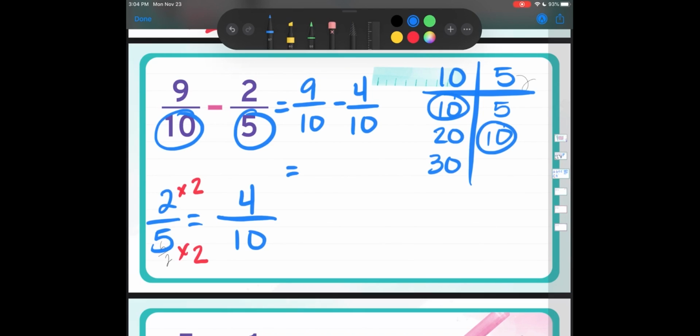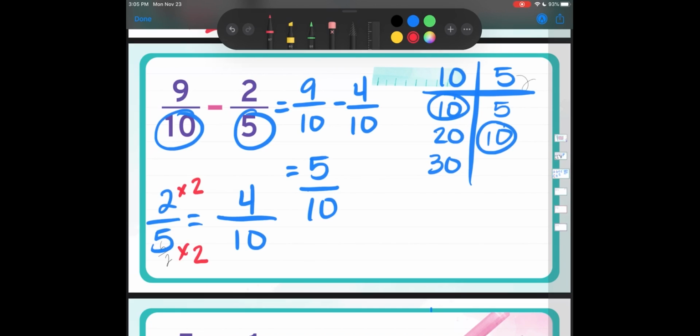To solve that, we're just going to subtract our numerators. So we're going to do 9 minus 4, which is 5. And our denominator stays the same, which is 10. So we end up with 5/10 as our answer.